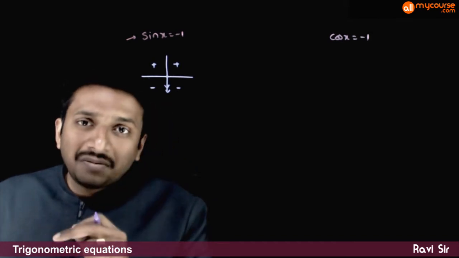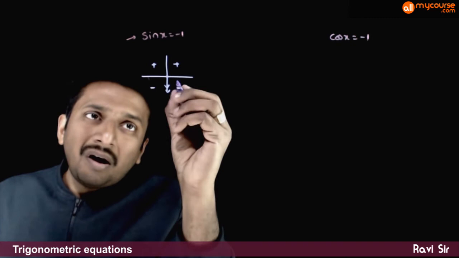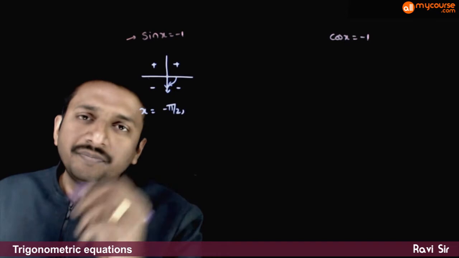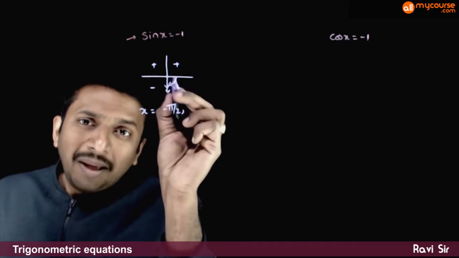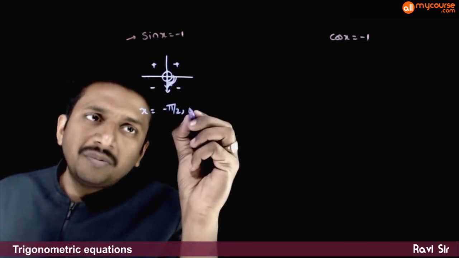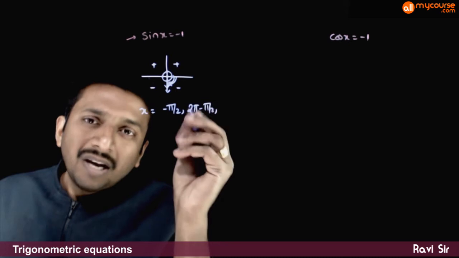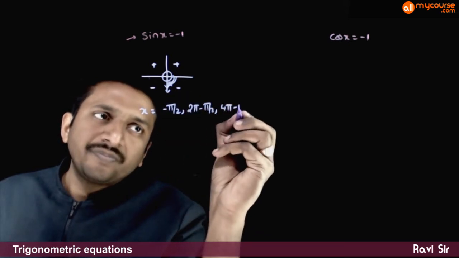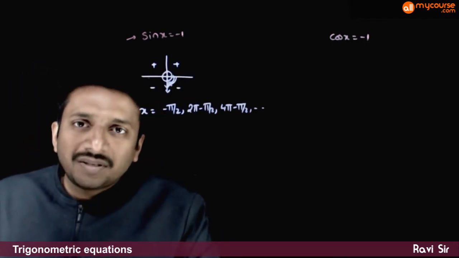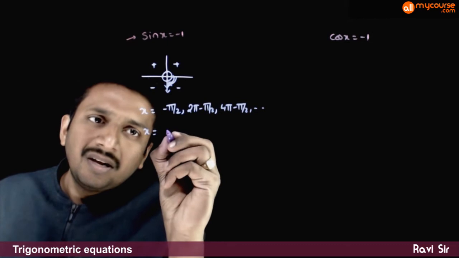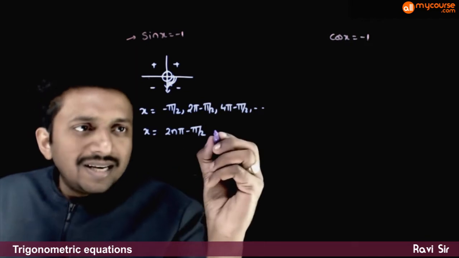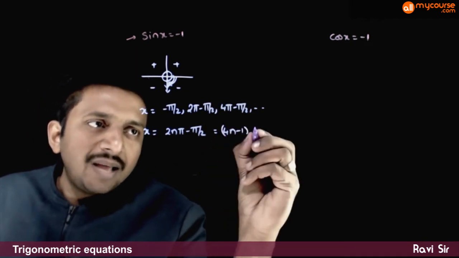So you have only one position, which is 3 pi by 2, or I can write as minus pi by 2. So the solutions are minus pi by 2, 2 pi minus pi by 2, right? One complete rotation and then go to minus pi by 2. This 2 pi minus pi by 2, 2 rotations minus pi by 2, and so on. Some number of complete rotations minus pi by 2 is the solution for this. So what is the general solution? 2n pi, this time minus pi by 2. That is nothing but 4n minus 1 times pi by 2.